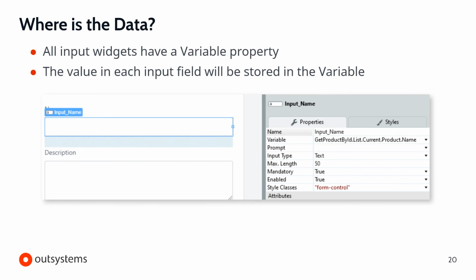So where is the data in each input field stored? Every input widget has a variable property. Any value that an end user adds or selects in an input field will be saved in the variable. Similarly, whatever value displayed by the input will be stored in the variable. The variable needs to be in the scope of the screen and can be a screen input parameter, local variable, or an attribute of the source entity of an aggregate on the screen, which is the example shown here.